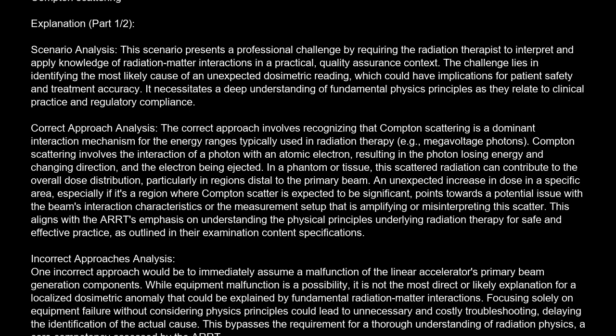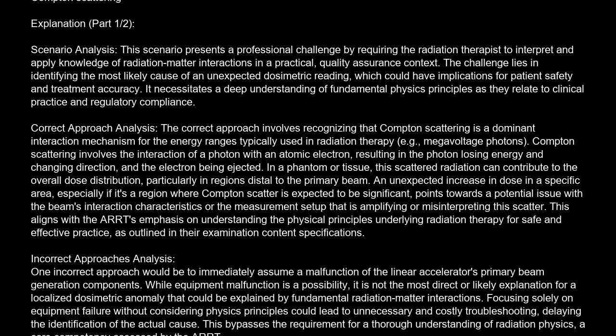Incorrect approaches analysis. One incorrect approach would be to immediately assume a malfunction of the linear accelerator's primary beam generation components. While equipment malfunction is a possibility, it is not the most direct or likely explanation for a localized dosimetric anomaly that could be explained by fundamental radiation-matter interactions. Focusing solely on equipment failure without considering physics principles could lead to unnecessary and costly troubleshooting, delaying the identification of the actual cause.